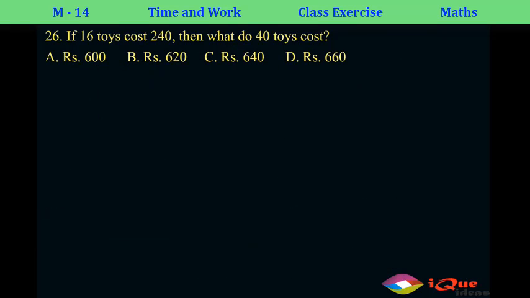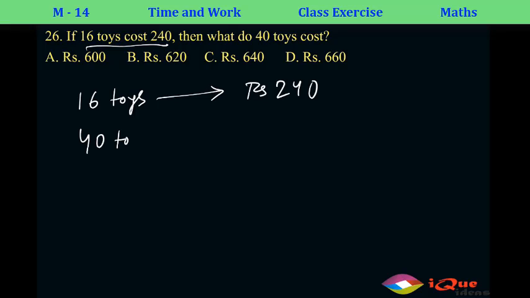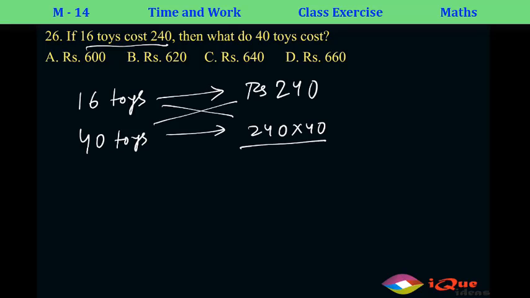Now this question is a simple question of ratio and unitary method. It says 16 toys cost 240 rupees. Right? You have to find the cost of 40 toys. So one way is you can find the cost of one toy and then multiply by 40. Or you can simply take the unitary method or cross multiplication method, that is 240 into 40 divided by 16. 16 divides 240 15 times, 15 into 40 is 600.